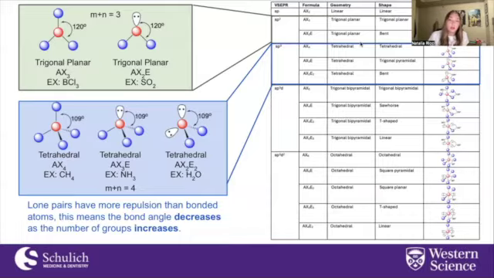An important note I want to make while we have these two side by side is that lone pairs have more repulsion than bonded atoms. So this means that the bond angle decreases as the number of groups increases. You can see in trigonal planar there are three groups and the angle is 120 degrees, whereas if we add a group in tetrahedral, the angle is decreased to 109 degrees.